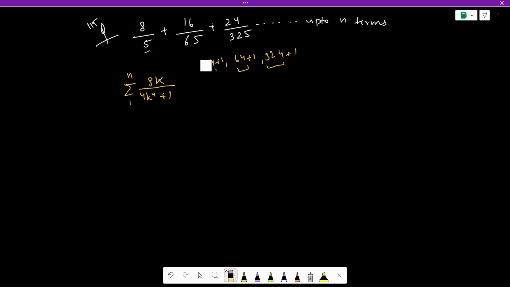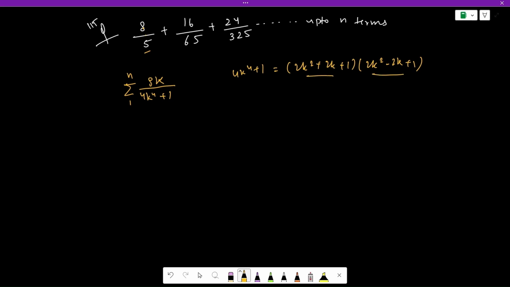Now to solve this question, you must know the identity, that is 4k to the power 4 plus 1 equals (2k square plus 2k plus 1) into (2k square minus 2k plus 1).